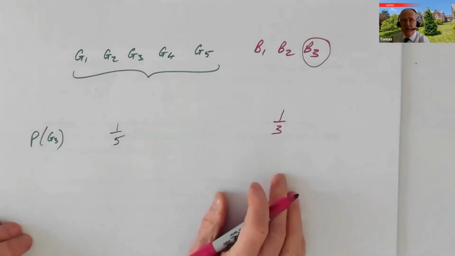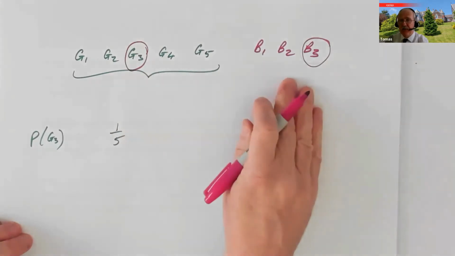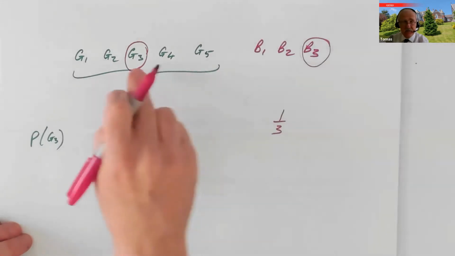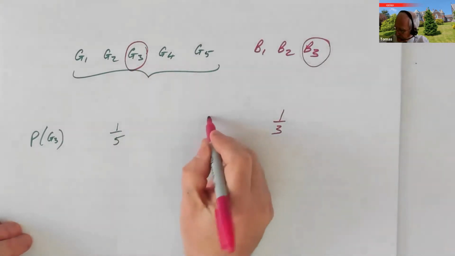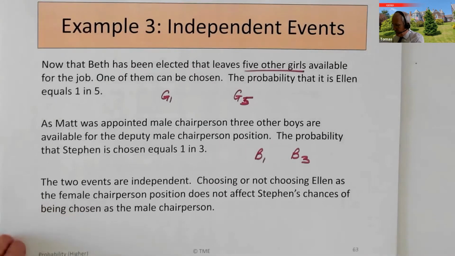Are they independent? Yes. Because if I choose girl 3, I can still choose any of these boys. It's not in any way linked. Or if I choose any of these boys, I can choose any of those girls. So because they're independent, it's 1 over 5 by 1 over 3.